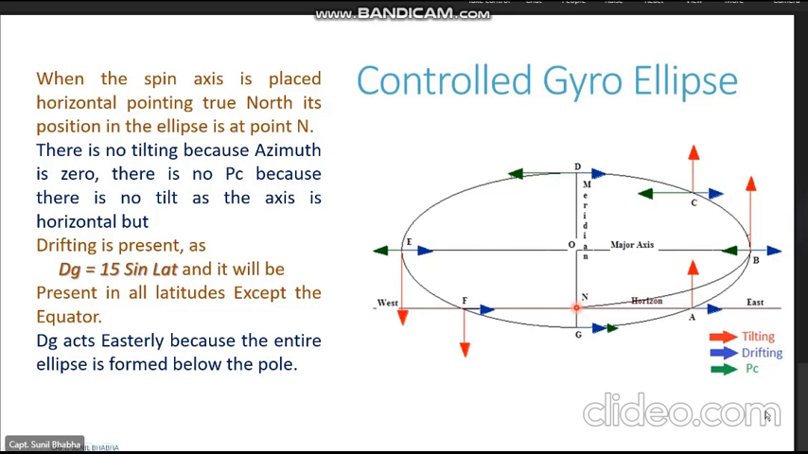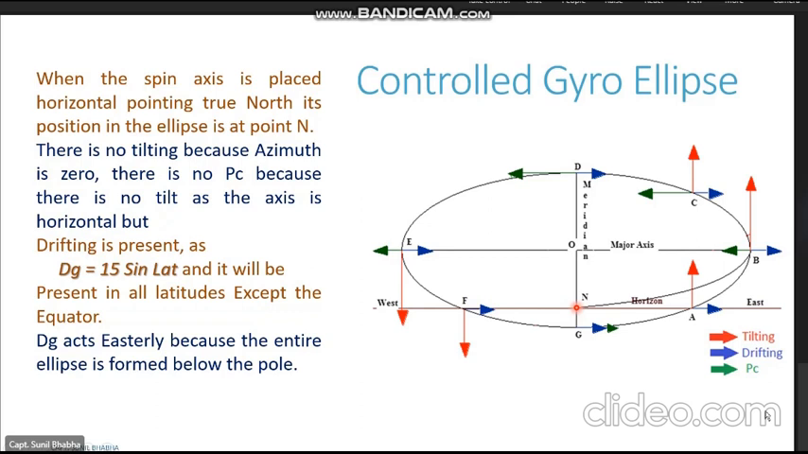So we don't have any tilting, we don't have any control precession. What about the third force, drifting? Drifting is given by 15° sine of latitude and it is constant all over the ellipse. So at point N also we will have the same drifting vector. So drifting will be present and it will be present in the same direction and magnitude as it is present on all other points. So we will have an easterly drifting.